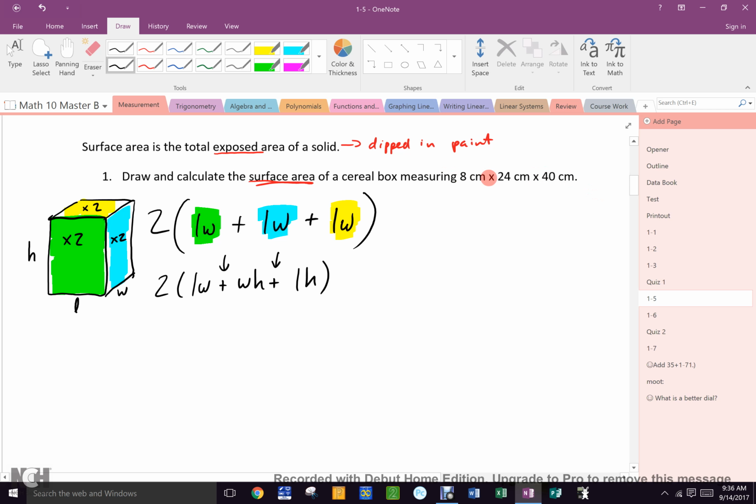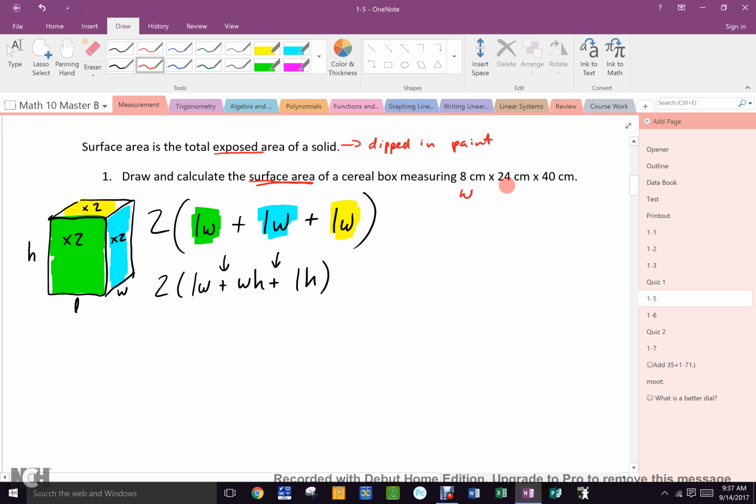So which one of these makes sense to make it W? What one makes sense to be W? You got 8, 24, and 40. I said W is right here, like the picture. It's the shortest one. So it makes sense to make it 8, the way I drew it. What if you drew it differently? Would it matter? No. You could choose, right? So for me, it makes sense that this is my W.